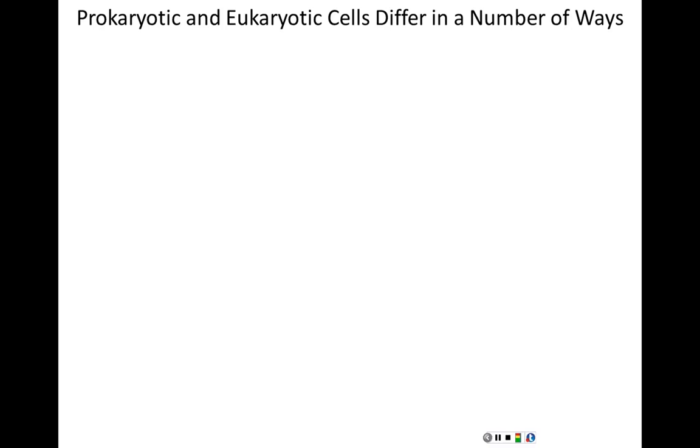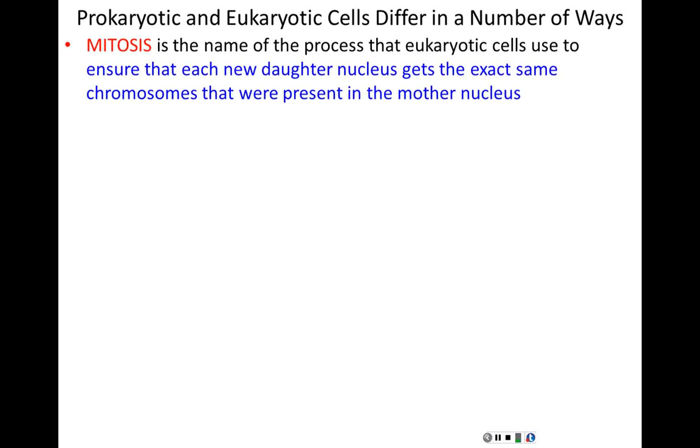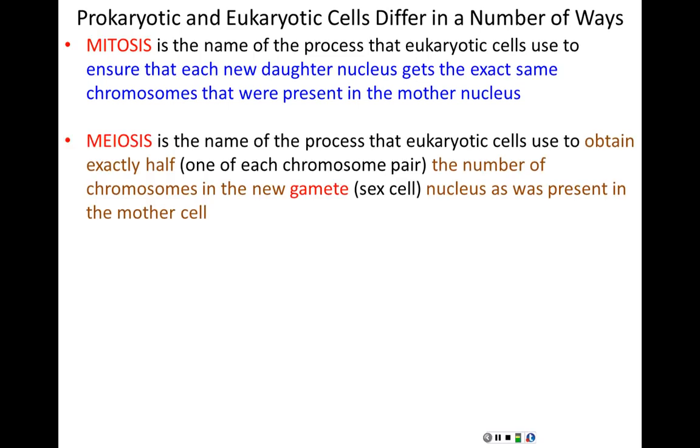Well, to have that discussion, let's first be sure that we're absolutely confident what the differences between these two cell types are. Mitosis is the name of the process that eukaryotic cells, and only eukaryotic cells, use to ensure that each new daughter cell gets its own nucleus with the exact same DNA content, the exact same chromosomes that were present in the mother cell.